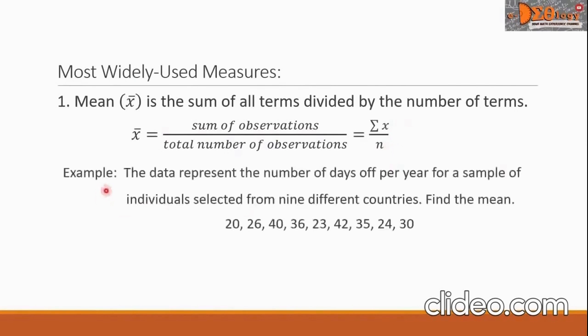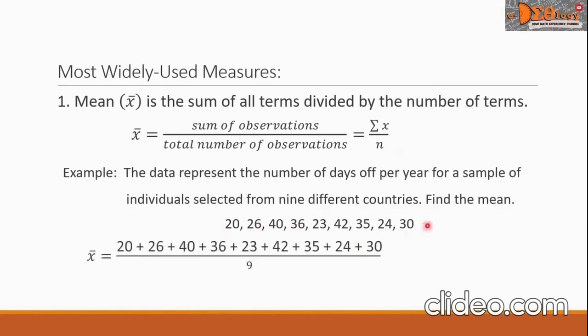Let's have an example. The data represent the number of days off per year for a sample of individuals selected from 9 different countries. Find the mean. The values are here: 20, 26, 40, 36, 23, 42, 35, 24, and 30. Using our formula here, we will take the sum of all these numbers. So we have 20 plus 26 plus 40 plus 36 plus 23 plus 42 plus 35 plus 24 plus 30 all over 9, because there are 9 numbers here.